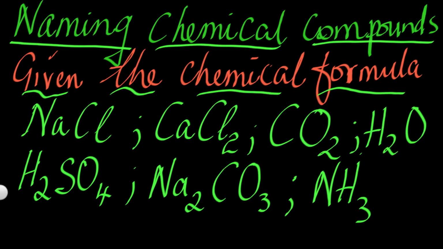I have here a few examples. This is NaCl, then CaCl2, CO2, H2O, NH3, NaCO3, and H2SO4. Some of them are quite familiar, you already know the names, but I want to give you the systematic way of naming these compounds. I want you to learn that so that when you're given any compound, you can be able to name it.